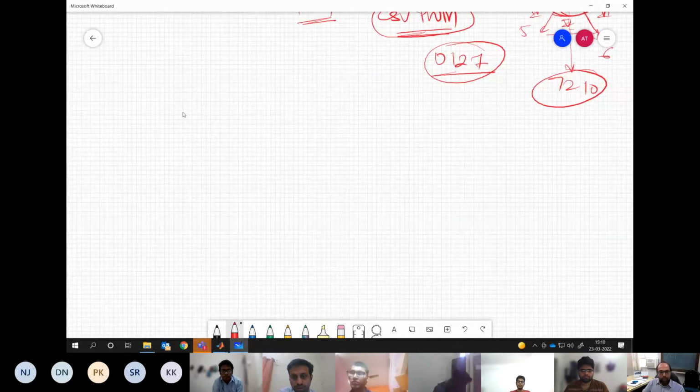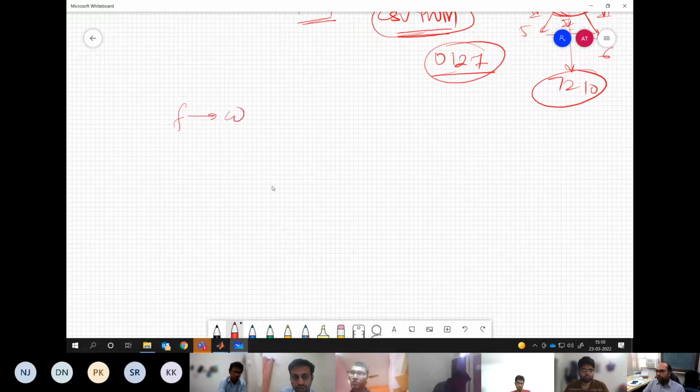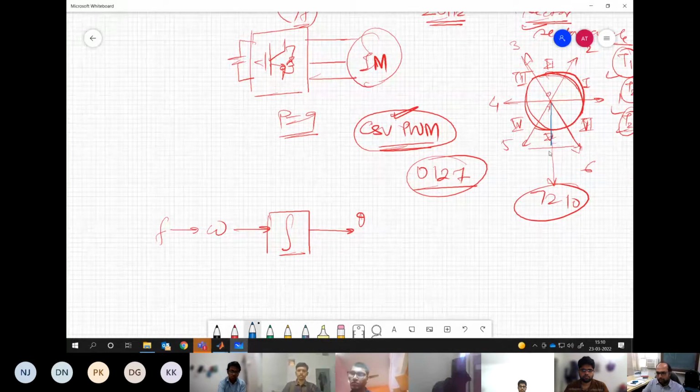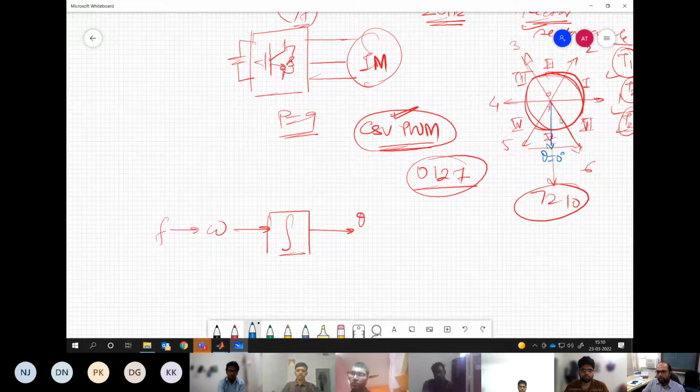Now let us see how it is coming. We have frequency given, that we are operating at 20 Hertz. From frequency we can obtain the angular frequency omega. There is no problem in that, multiply by 2 pi only. Then you integrate this angular frequency and what you will get is theta, the angle associated with this vector, starting from theta equals 0 and going all the way up to this. Fine?